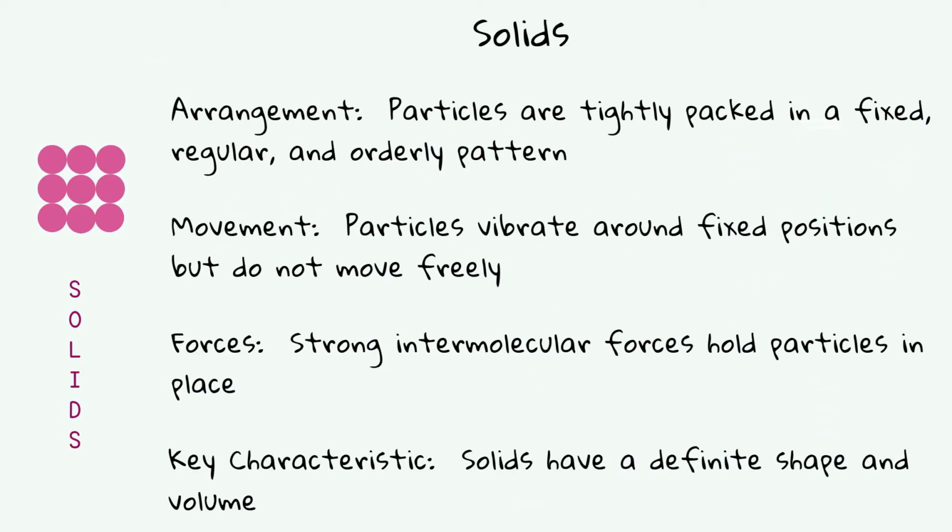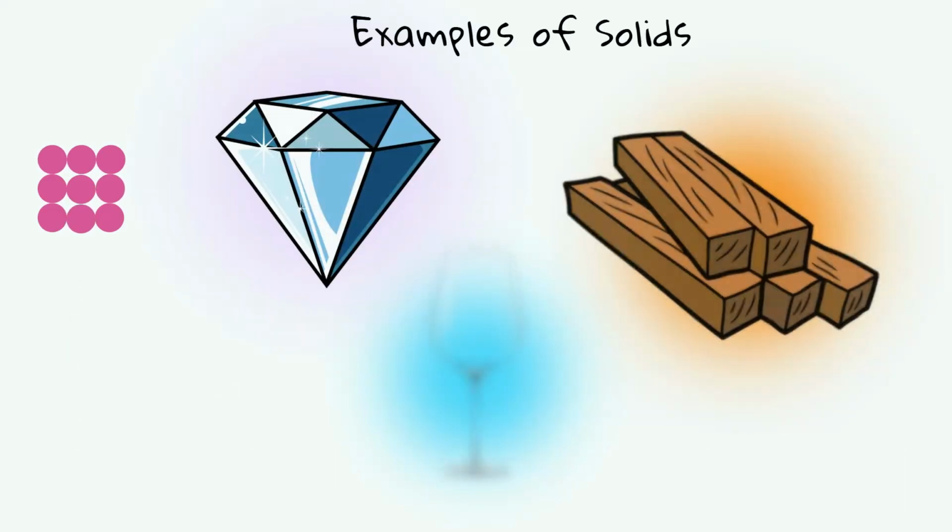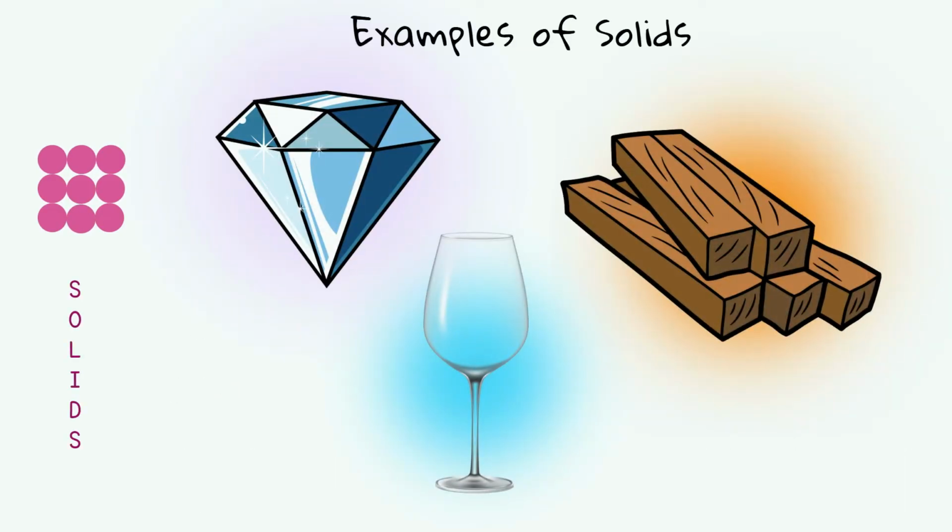In solids, the arrangement of the particles is tightly packed in a fixed, regular, and orderly pattern. Particles vibrate around fixed positions but do not move freely. They have strong intermolecular forces between the particles holding them in place, and solids have a definite shape and volume. Here are some examples of solids. You have a diamond, a wine glass, and wood.